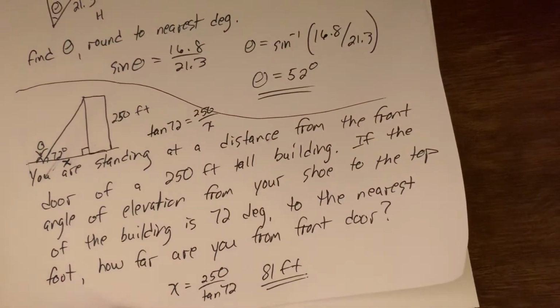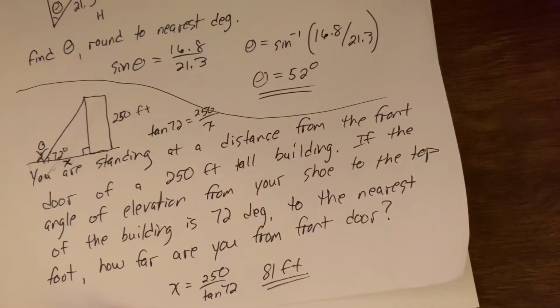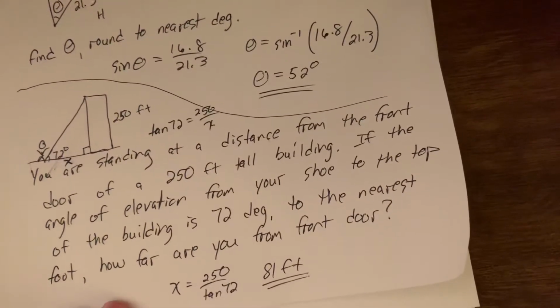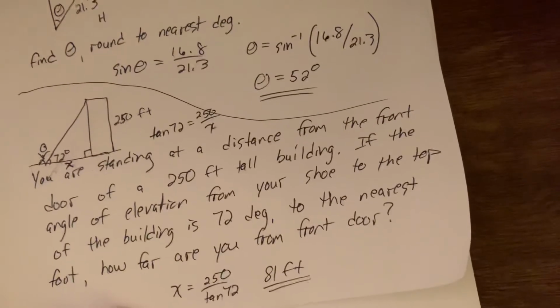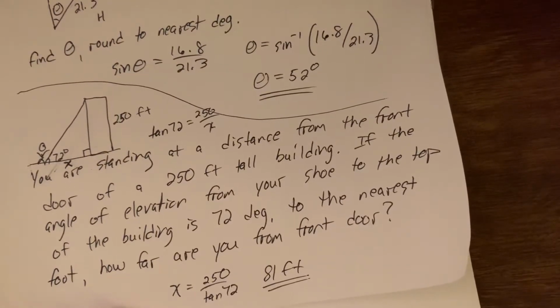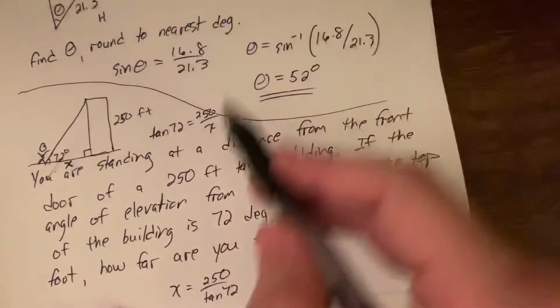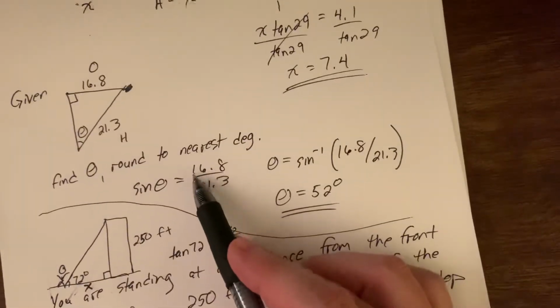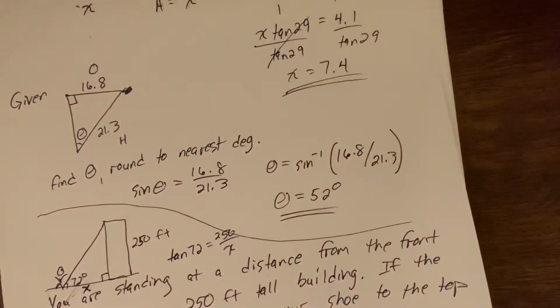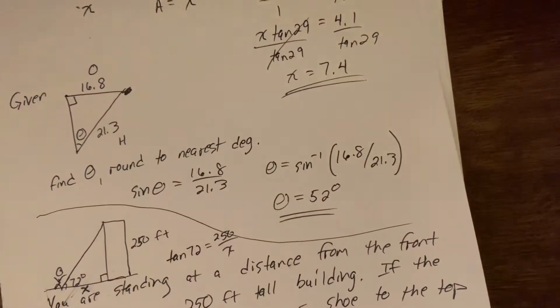Just a lot of making sure, when you set your picture up, what sides do we know, what sides do we want, get your angles filled in appropriately, and use the appropriate trig function. That's just a coincidence that both of these were tangent. Here we had a sine. We could easily do more problems and see cosine and sine come up just as often.